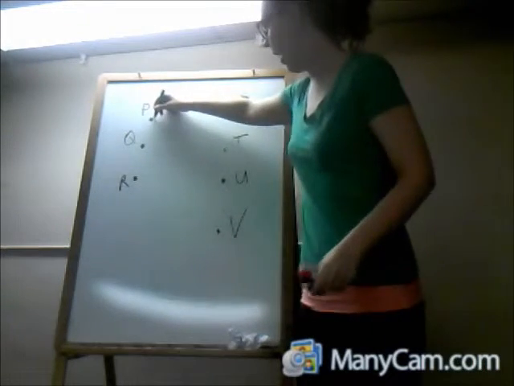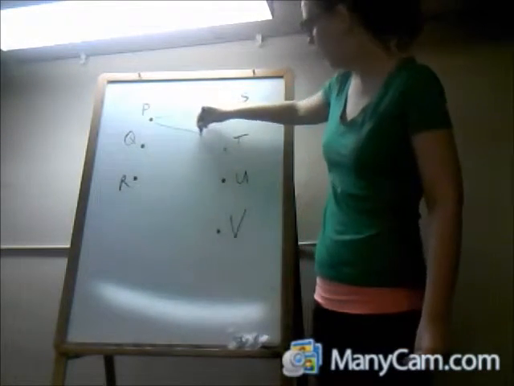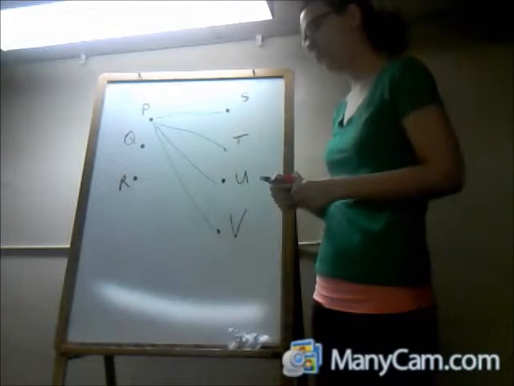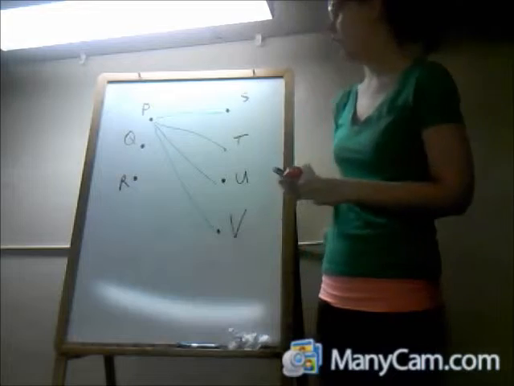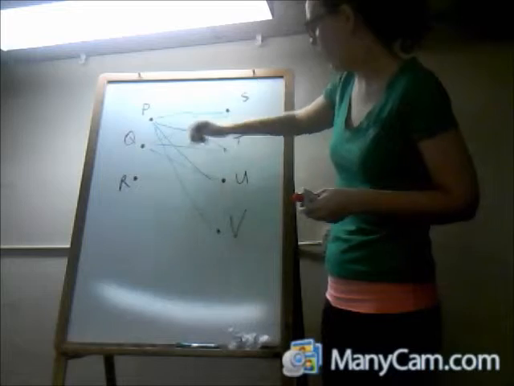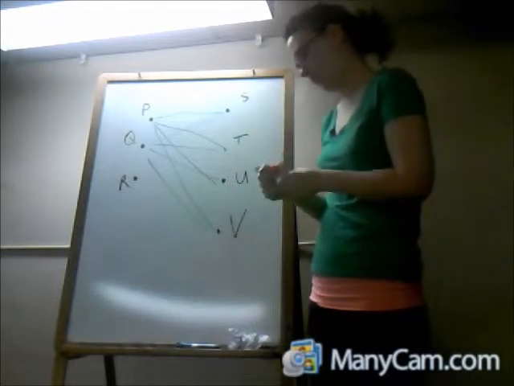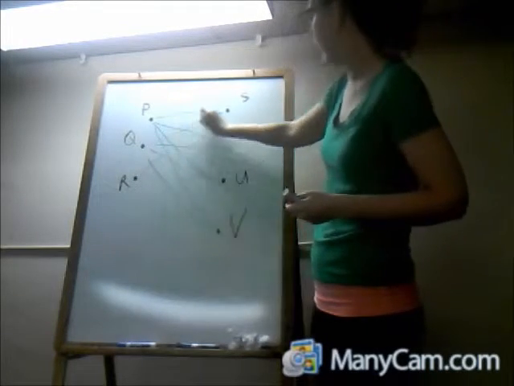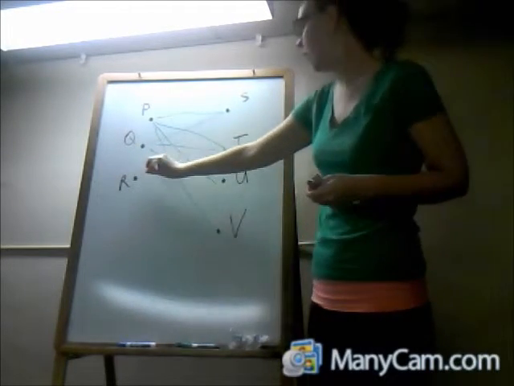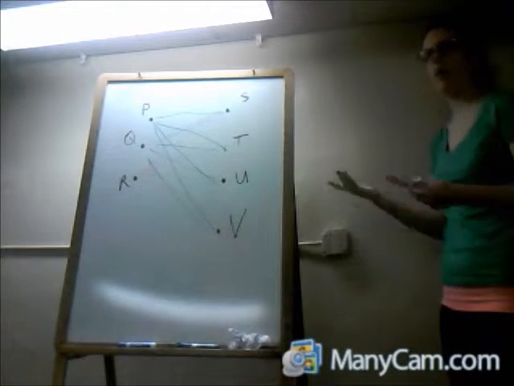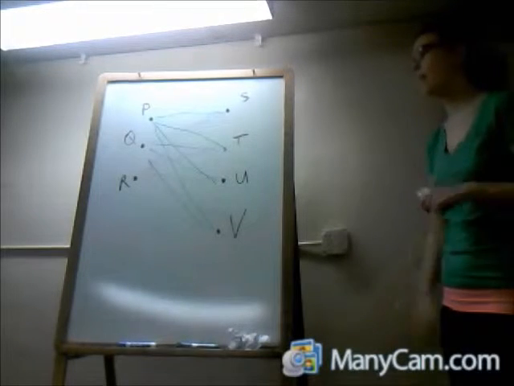Okay. So P can go to S, P can go to T, P can go to U, P can go to V. Then Q can go to S, T, U, V. And then R can go to S, T, U, V. I know this is getting kind of repetitive, but basically we're just drawing all the possible lines, and that took like a minute.